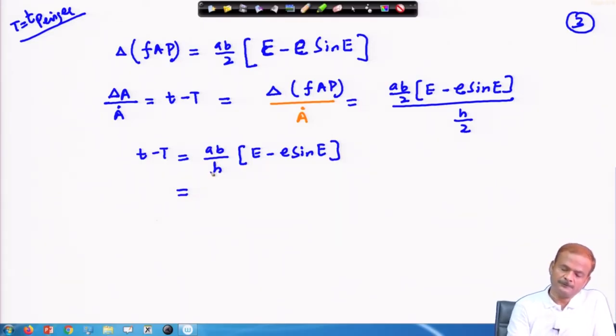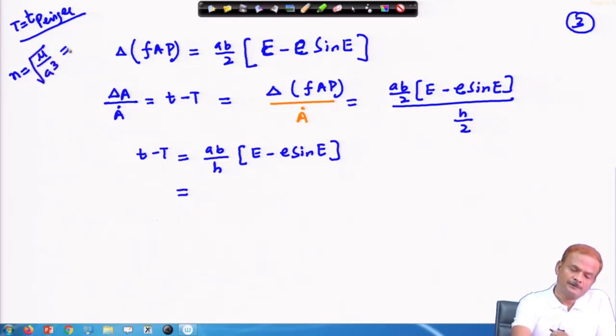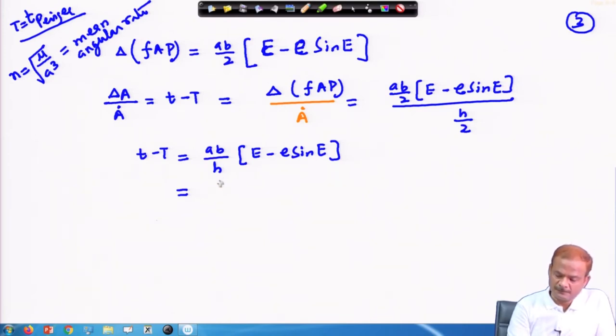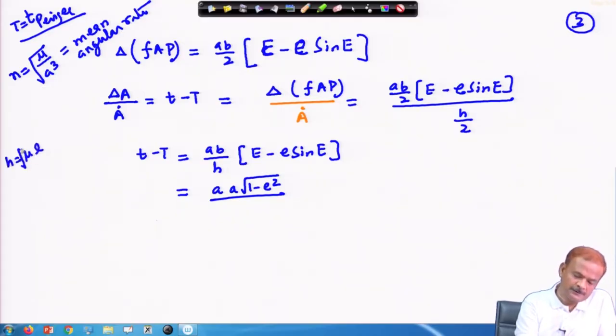So, what we want to do is write in terms of n, which is the square root of mu by a cubed, the mean angular rate, as we have derived earlier also. So, we do that here. b is a times the square root of 1 minus e squared, and h is the square root of mu times l. So, h is the square root of mu times l, and this gives us the square root of mu times a times 1 minus e squared for an ellipse. Okay.